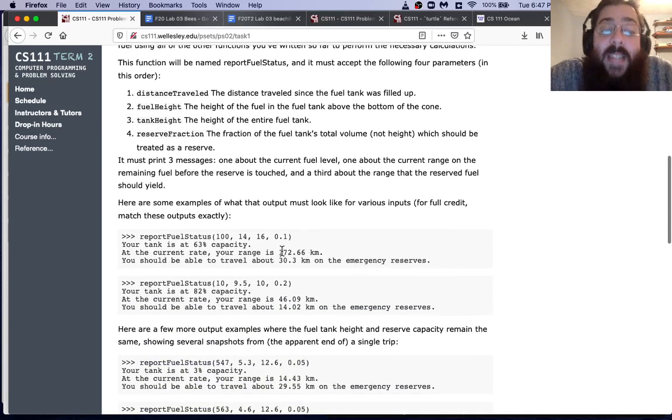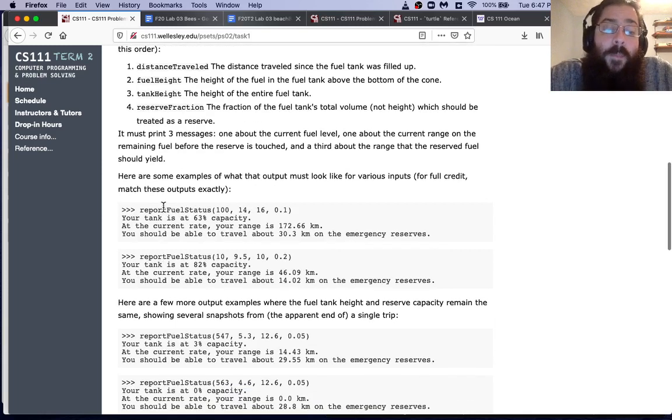So there's examples of the outputs in the problem set, and you're going to have to match them. So I will describe them roughly, but this description is not enough for you to match them perfectly. The first example is, and I'm just going to do the first one. If we do report fuel status with the arguments 100 for the distance traveled, 100 kilometers, 14 for the height of fuel in the tank, so 14 centimeters of fuel in the tank, 16 for the height of the whole tank, so 14 out of 16, that's a lot of fuel, right? And 0.1 for the reserve fraction, so we're going to hold 10% of our tank in reserve.